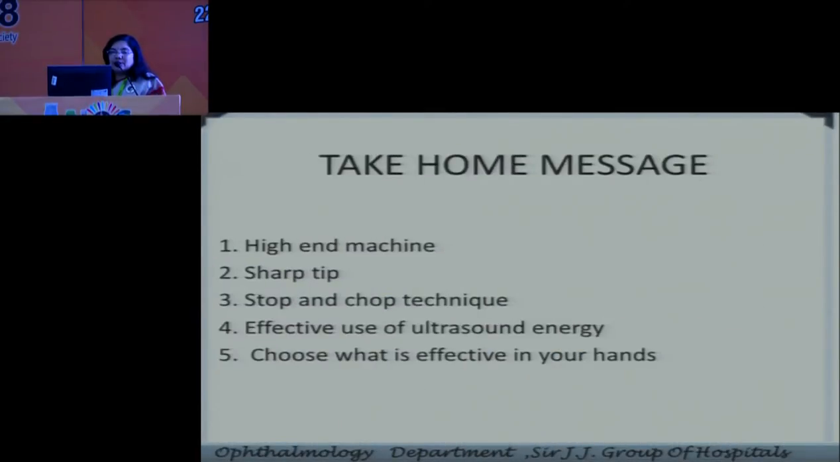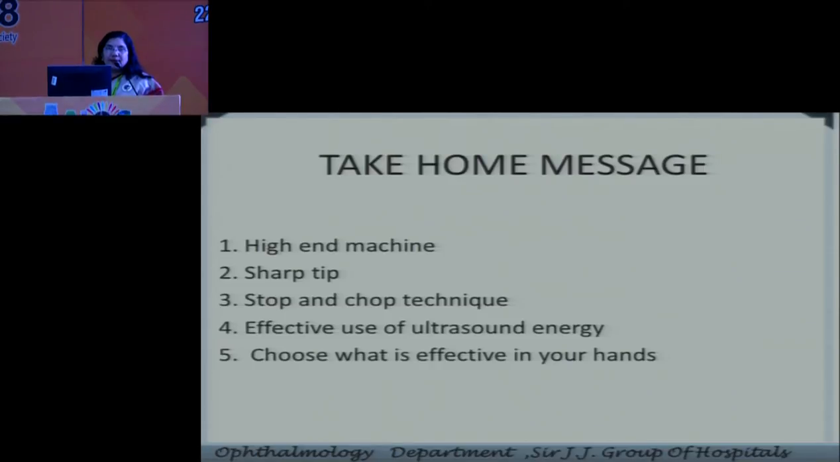The take-home message is that you use a high-end machine. A high-end machine need not be the most expensive machine, like sir has already told you, he showed a phacoemulsification with the APA machine in a white cataract, which is so efficient. So it need not be very expensive. A sharp new tip.